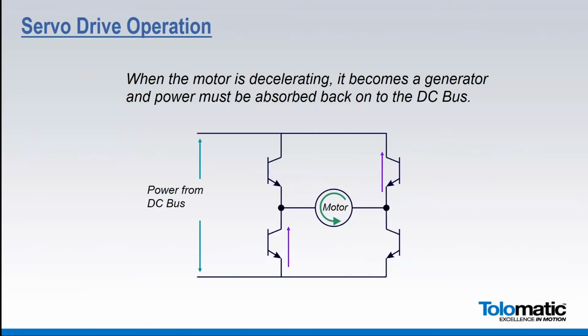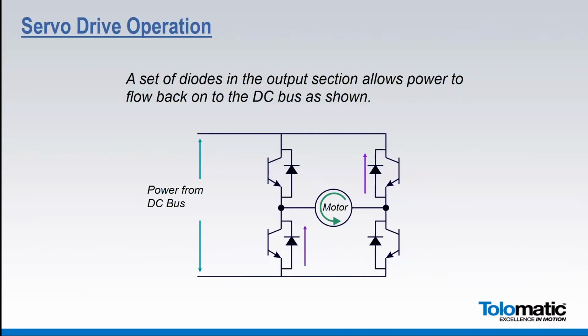And when any motor decelerates, it becomes a generator, and that means the power must go back onto the DC bus. And what happens in servo drives is they just add a set of diodes, and you might have heard these called freewheeling diodes, that allow current to go back onto the DC bus. And this works great until you have so much current going back onto the DC bus that it increases the voltage of the DC bus up to a point that might damage the capacitors and other components.